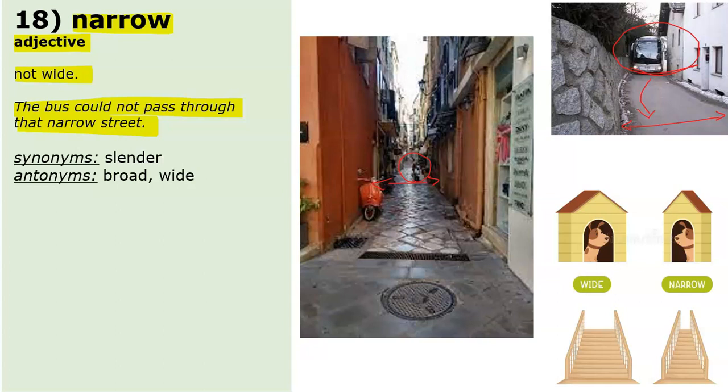And streets are not the only thing that we can describe using narrow. We can describe anything. This doghouse is narrow, and the opposite is wide. These stairs are narrow stairs, and these stairs are wide stairs.